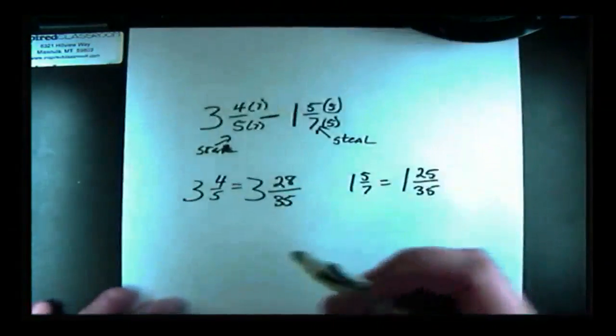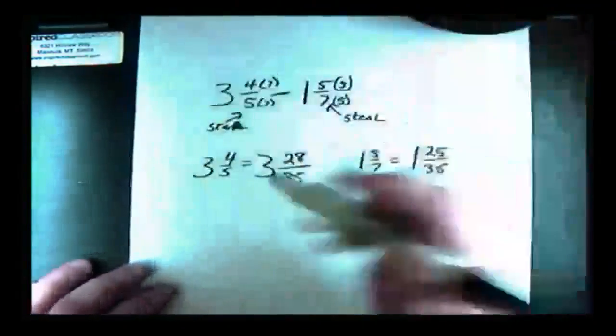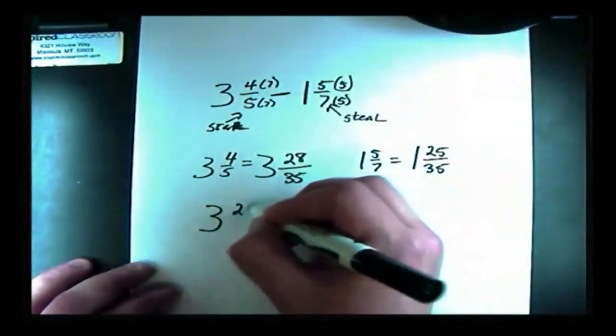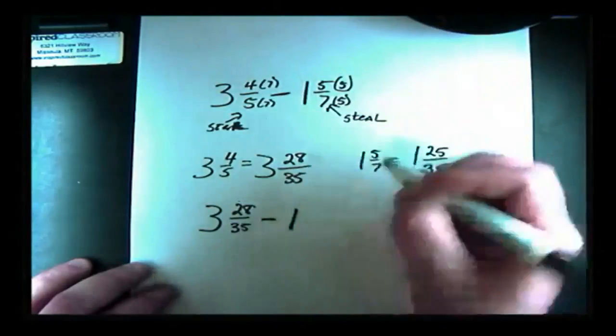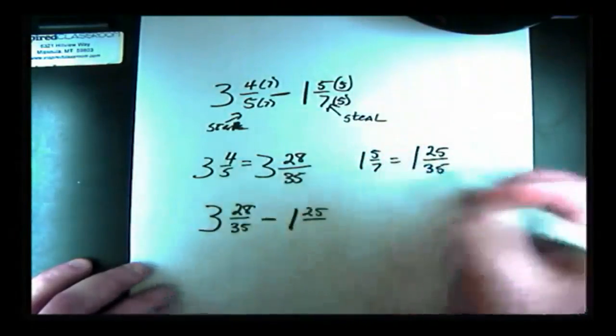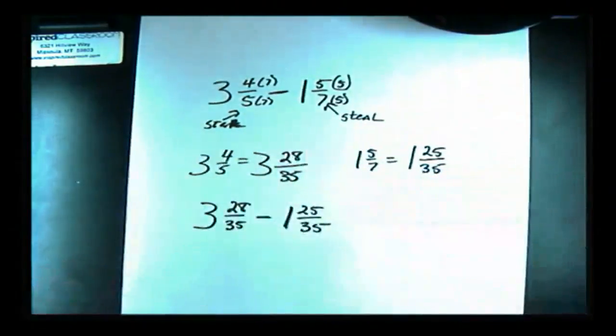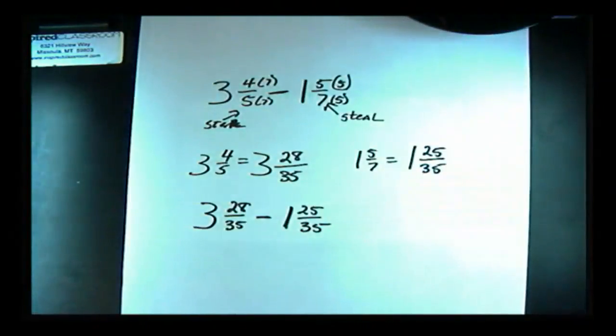So I have a new problem. Our new problem looks like this: 3 28/35 minus 1 25/35. Now that I have a common denominator, I can actually do the math on this problem.